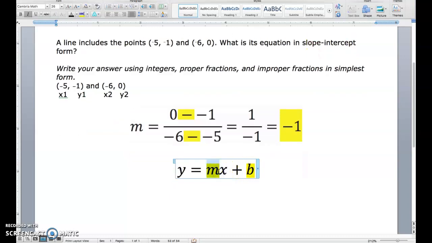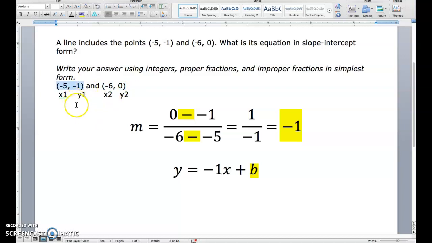We said m is -1. Okay, so to find a number for b, we need to replace x and replace y with a number. Because when we do that, then we have an equation where we can solve for b. So I need to pick an x value and y value pair. Here's x1 and y1. Here's x2 and y2. It doesn't matter which pair I pick. I'm just going to pick the first one.